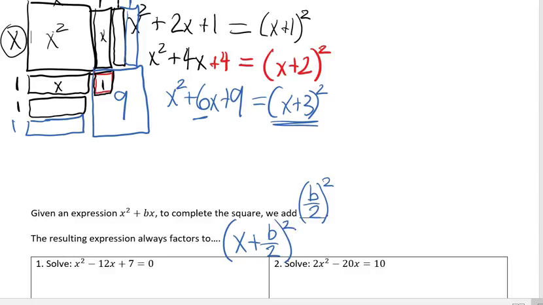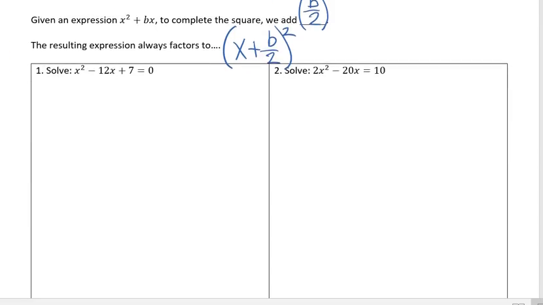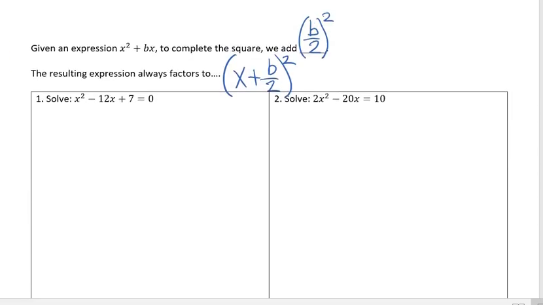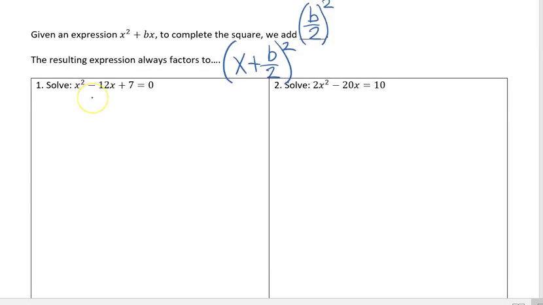So once we have that trick, and the trick works the same way if this is a minus 6x, then you have to visualize taking rectangles away. It's easy to show the demonstration if we just do plus. And it would work the same if these were odd numbers. Yeah, so now let's use this to solve a couple equations. So x squared minus 12x plus 7 equals 0.